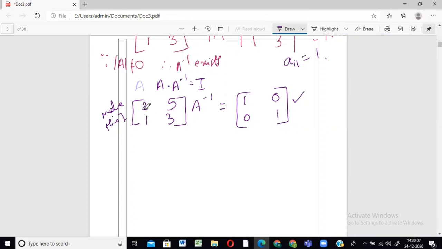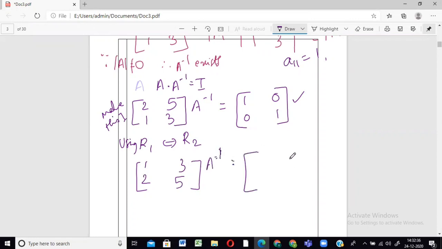So instead of making some kind of calculation to make this one, I will interchange these two rows, R1 and R2. So then it's easy for me, okay? I will interchange these two. R1 will become R2 and R2 will become R1. So R1 goes in R2's place and R2 goes in R1's place. So 1, 3 and then 2, 5 over here. A inverse will remain as it is.